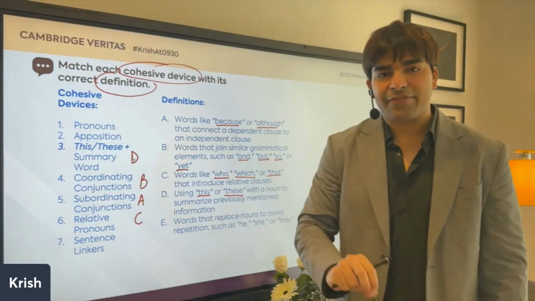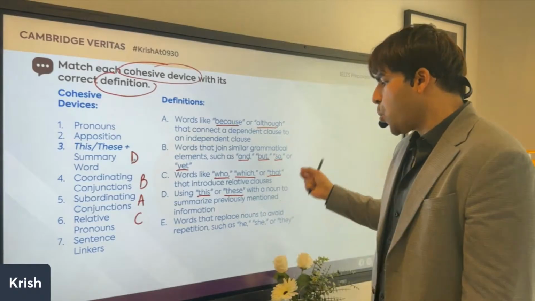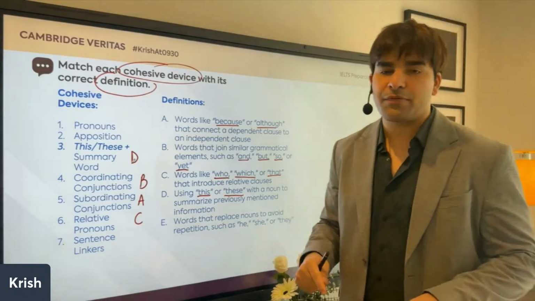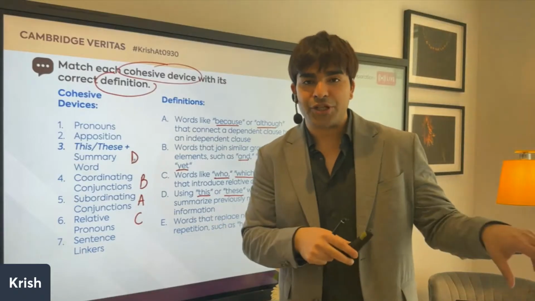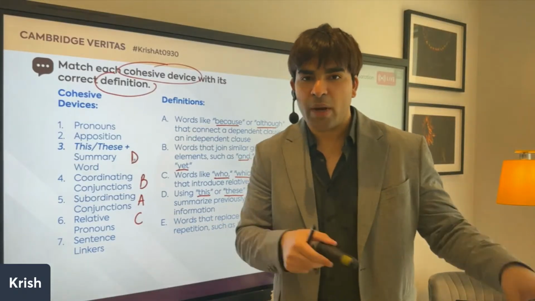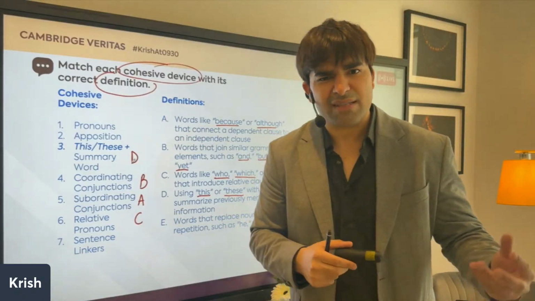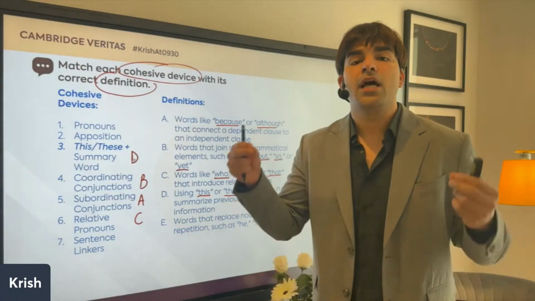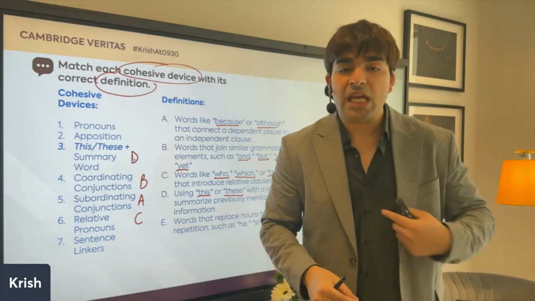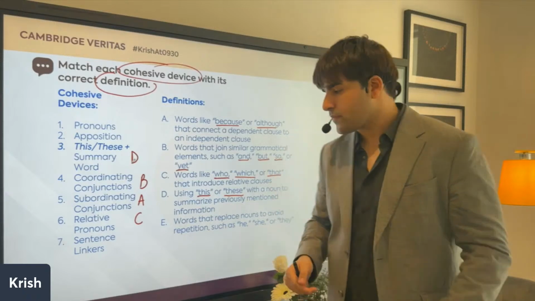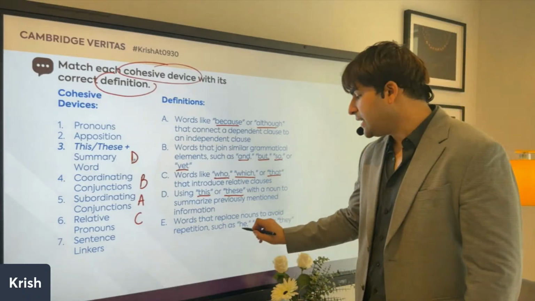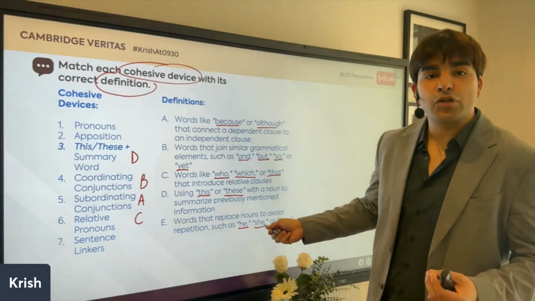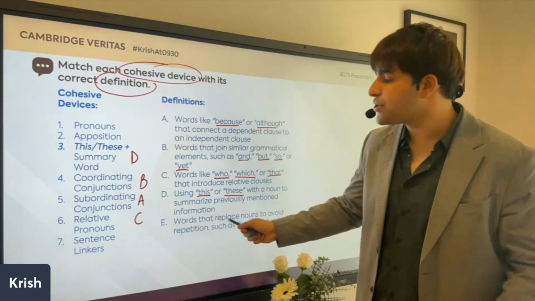E, definition E. Words that replace nouns to avoid repetition. For example, Krish is teaching today. Krish is wearing a blazer. Sounds awkward, right? So you don't have to repeat Krish two times. You can say, Krish is teaching today. He's wearing a blazer. So what is it? He, she, they. These are used to avoid repetition of the name.